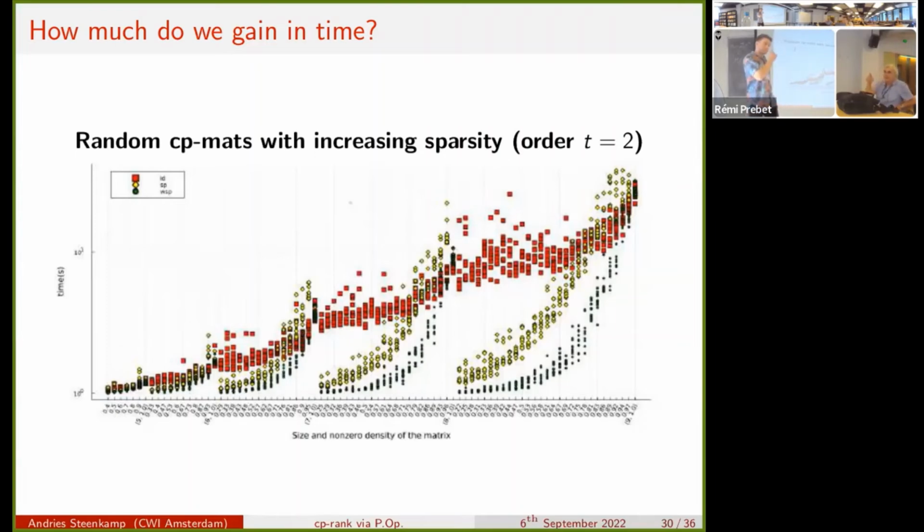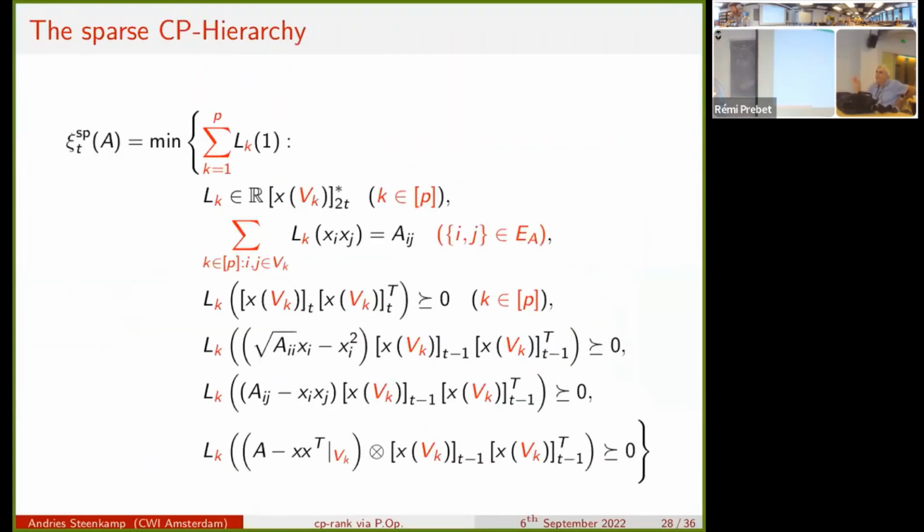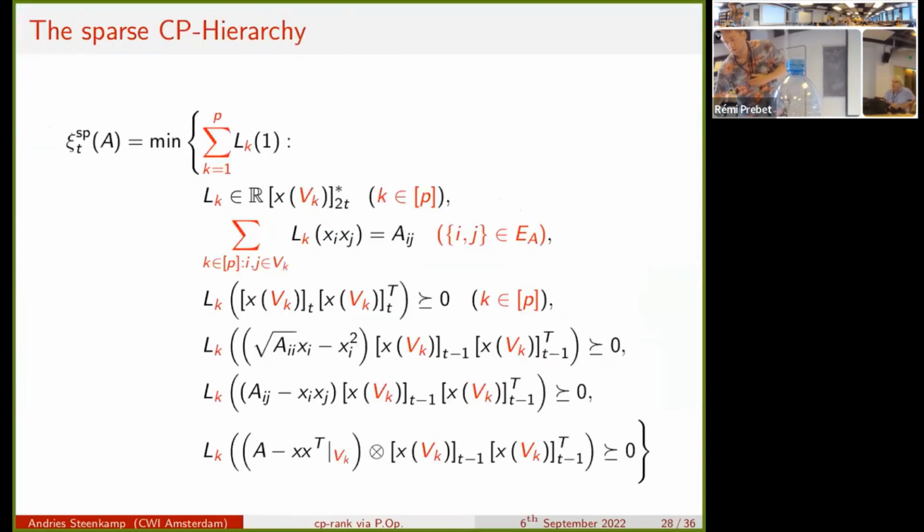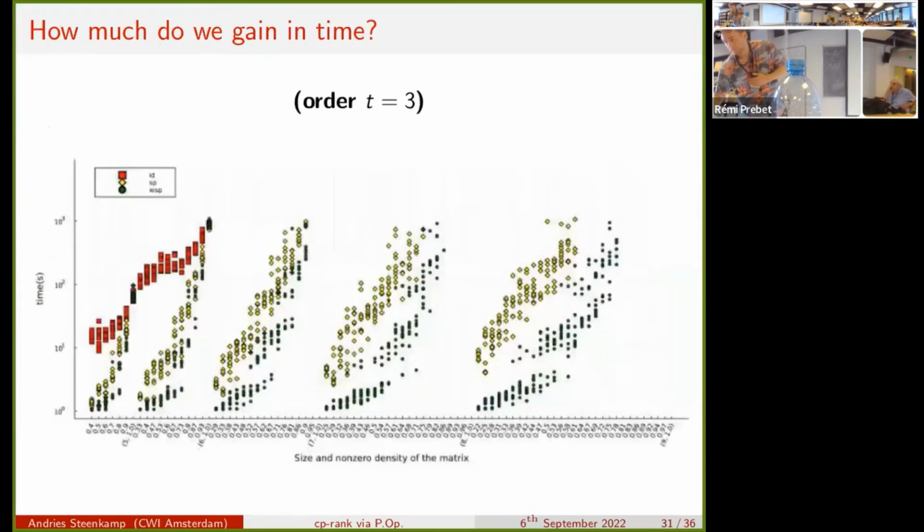So the technique you explained up to now is the yellow one, if I understand. So I'm a bit confused. This is yellow. That's the sparse one. Okay. This is red. This is the dense hierarchy. So this is the one we suspect should take longer because it doesn't exploit zeros. Yes. And this one should be quicker.